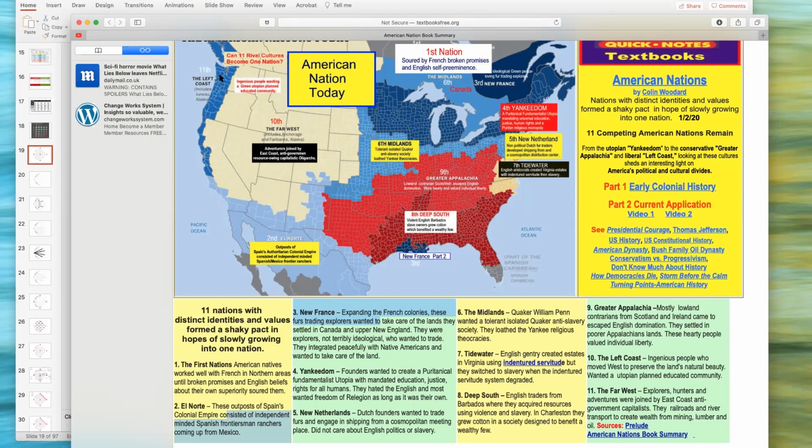And then the 11th nation, I don't know why it's, yeah, it's the 11th, 10th. See, they labeled these wrong. The 10th should actually be the far west, and the 11th should be the left coast, because what they've shown here in the diagram is not the same. But it would make sense that the left coast would have come along last.